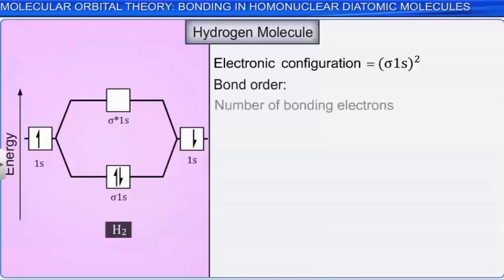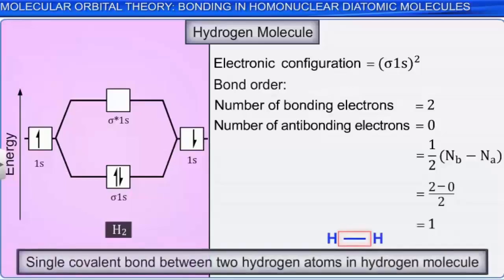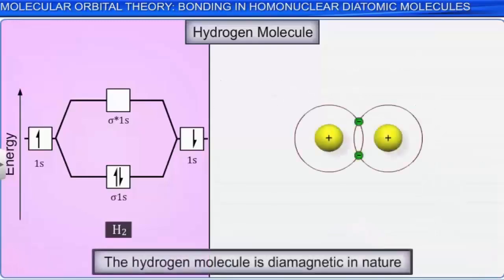As the number of electrons present in the bonding orbital is 2, and as no electrons are present in anti-bonding orbitals, the bond order is equal to 2 minus 0 divided by 2, which is equal to 1. This shows that there exists a single covalent bond between 2 hydrogen atoms. The hydrogen molecule is diamagnetic in nature, as no unpaired electrons are present in its molecular orbitals.